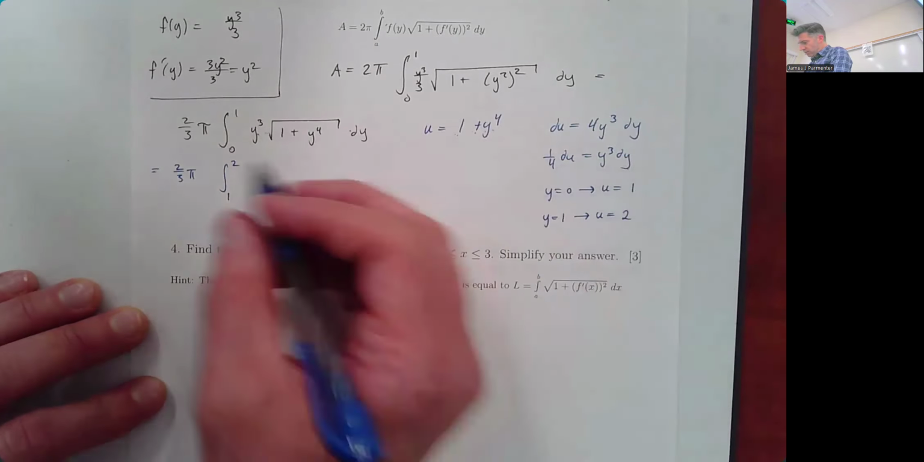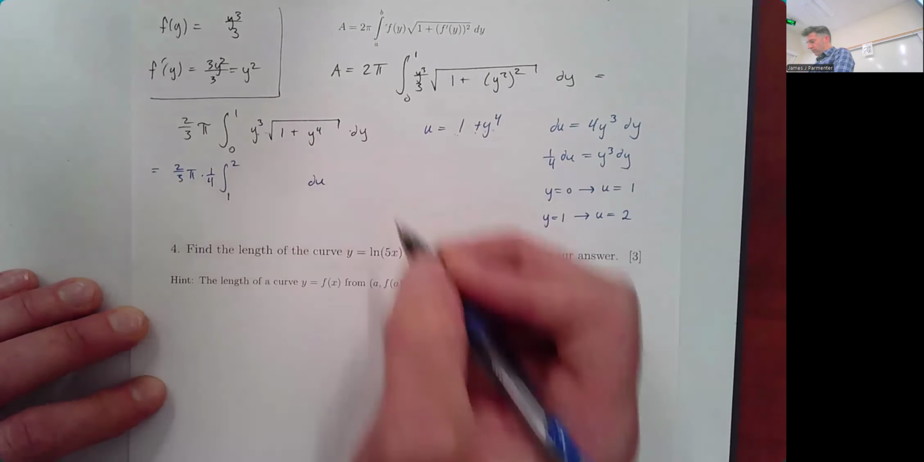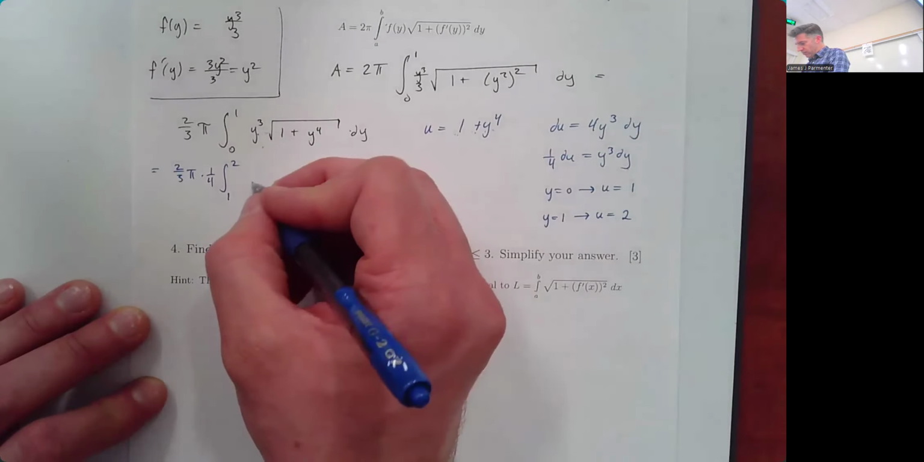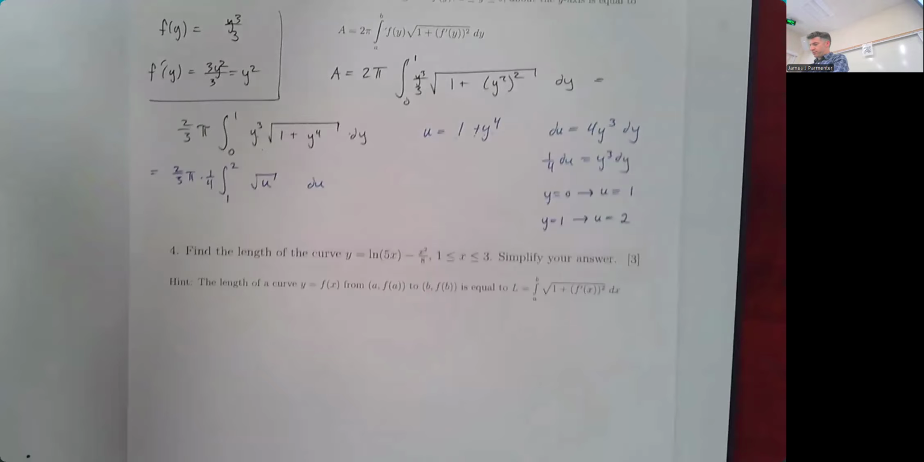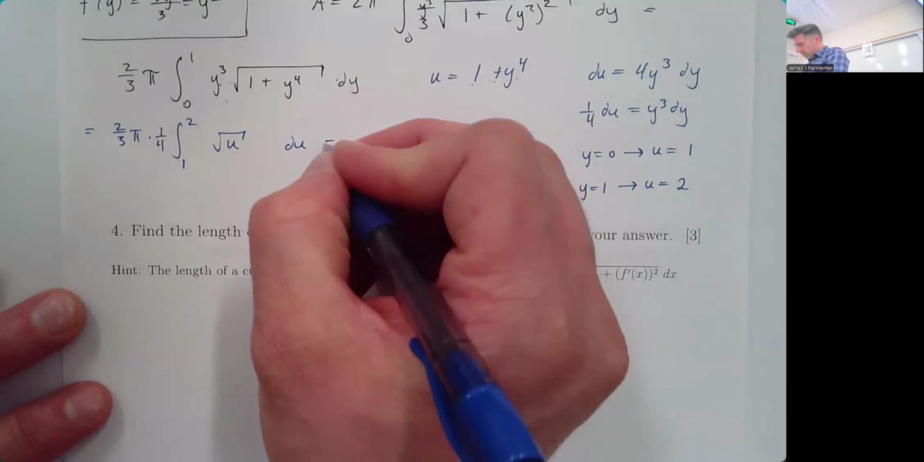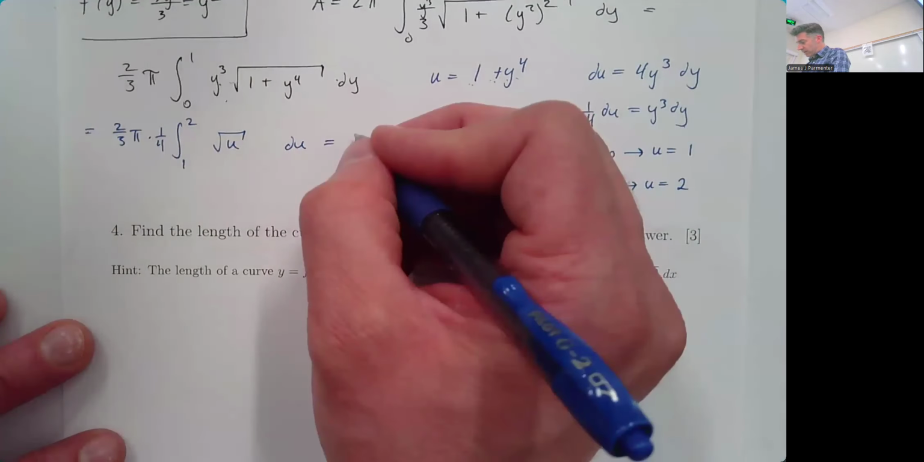The y cubed dy is going to become 1/4 times du. I put the 1/4 on the outside. And the square root of 1 plus y to the 4th is going to be the square root of u, which is u to the 1/2. So we're going to integrate. This 2/3 pi times 1/4 is really 2/12 pi or 1/6 pi.